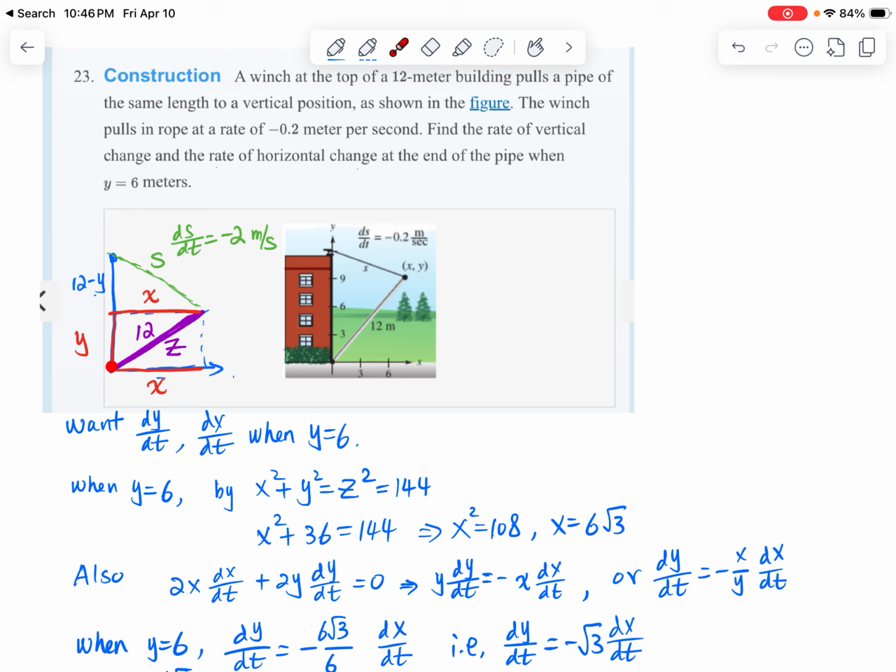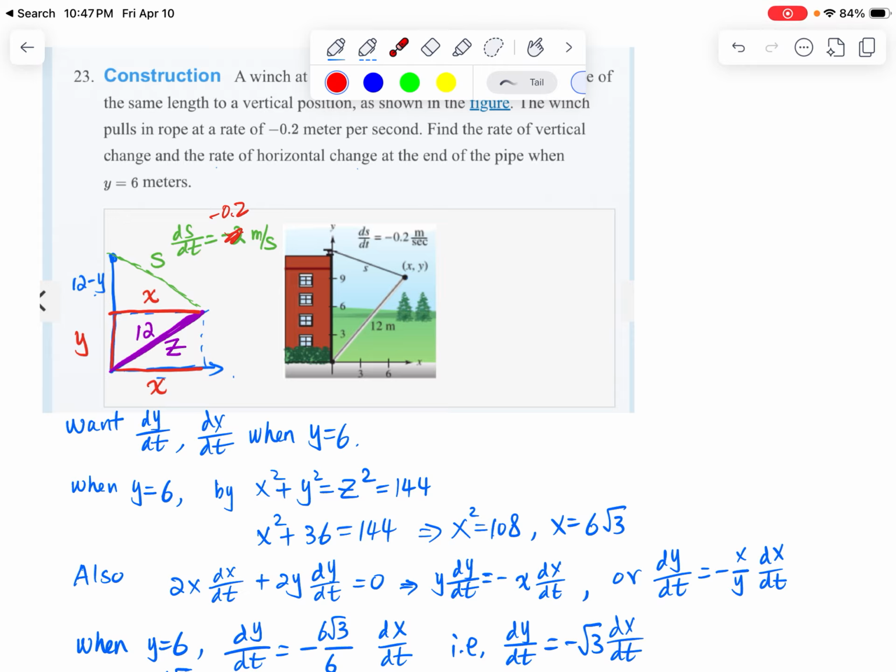And this building's height is 12 meters because it's the same length as the pipe, right? So 12 meters. If I label this y, which I will, then this will be 12 minus y, the leftover after this 12 meters, right? And so what's given is ds dt is equal to negative 0.2, not negative 2. So it's going to be negative 0.2, okay?